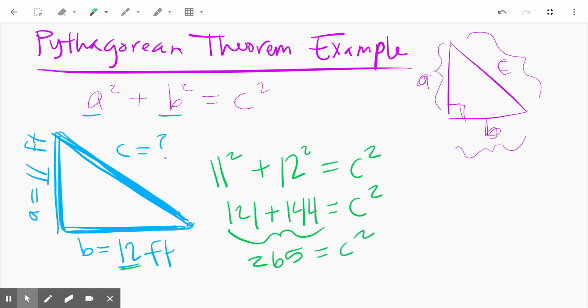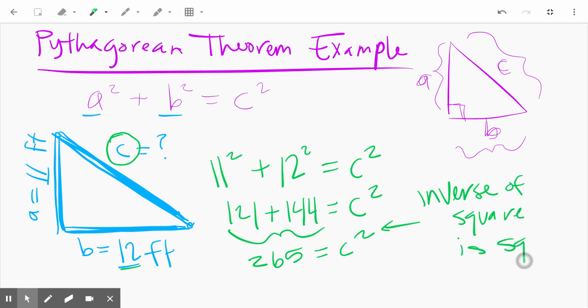Now, we're not done yet because this side length right here, it's C, not C squared. So we need to get rid of that square on the top here. Now, the inverse operation of squaring something, the inverse of squaring, is square root. So they basically cancel each other out.